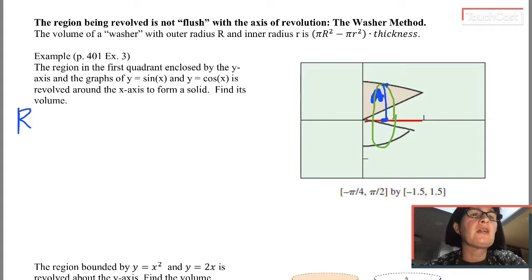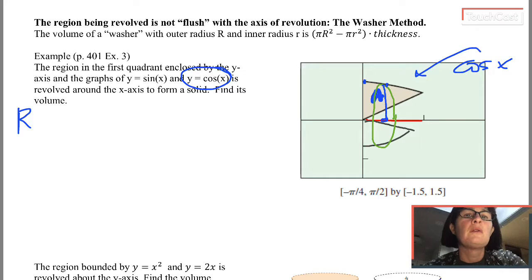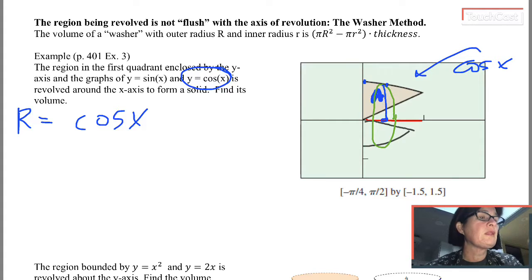I know when I'm talking about sine and cosine, this is going to be the cosine curve. So R is going to be cosine of x minus the bottom of my vertical line segment, which is the x-axis, y equals 0. I could write cosine x minus 0, but that just complicates my life. So my capital R is going to be cosine of x.